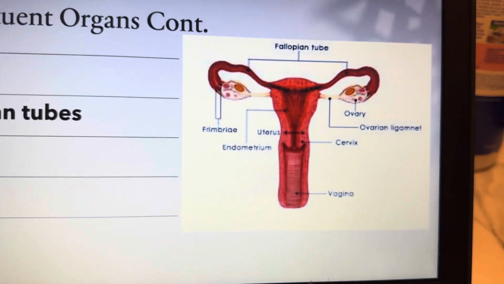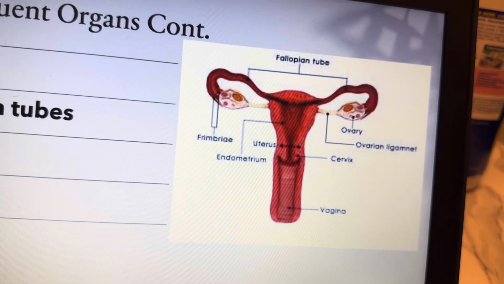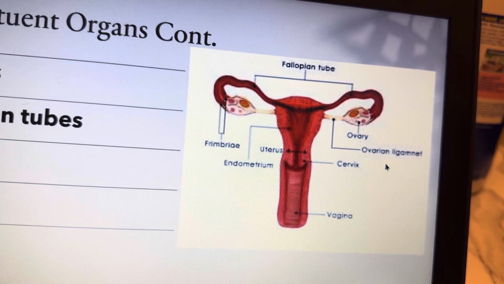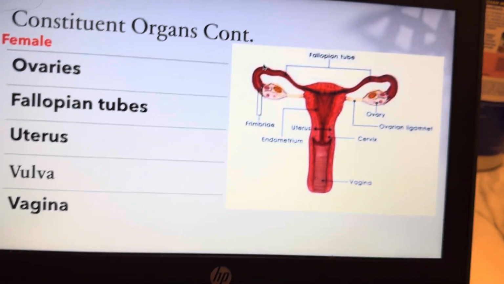And here I have an image so that you can be more familiar with where everything is placed and how everything looks. And all of these are significant for the reproduction of a female.